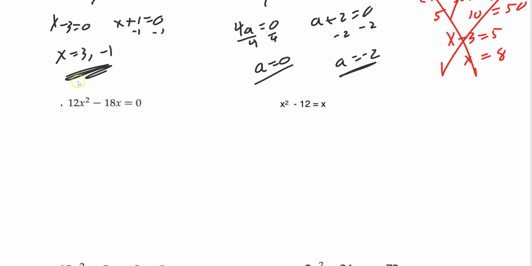Moving on. So this one's not factored for us. It is set equal to 0 though. So all we've got to do is factor this. Now, don't overthink it. There are only two things here and it's not a difference of two squares. So remember step 1, monomial. Factor out the monomial. These both have a 6x in common.